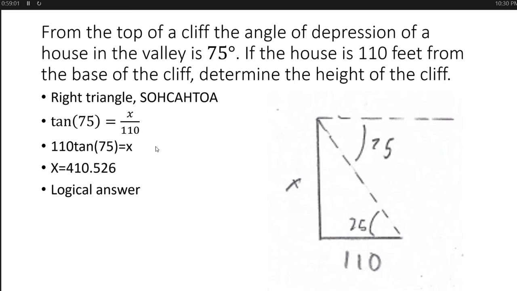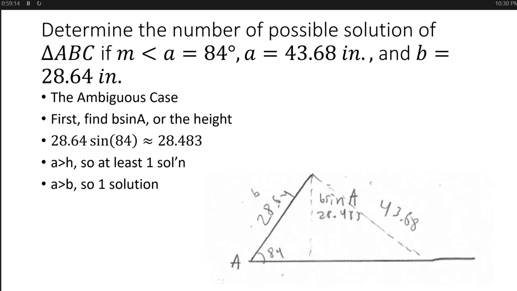110 tan 75 is x, and then plug it into the calculator. It is 410.526, and that is a very logical answer. This is a lot more than this. That's good. Awesome. Next problem.